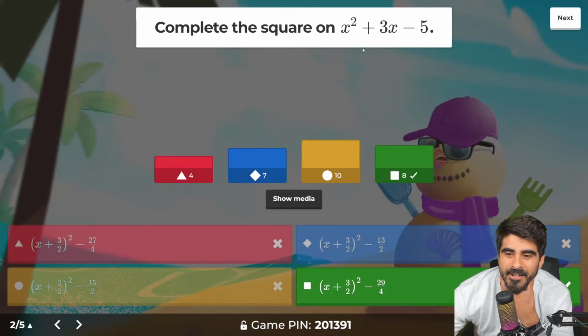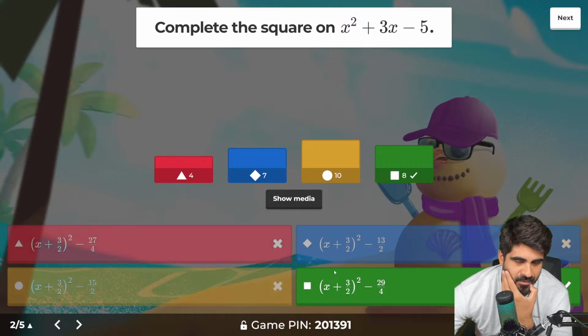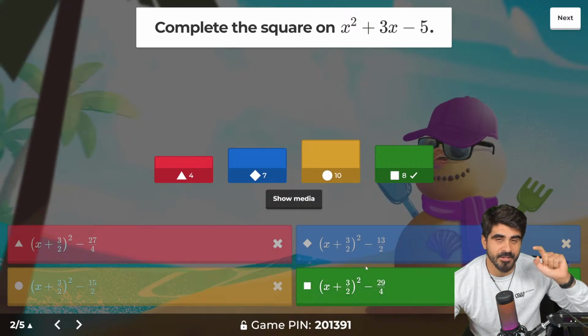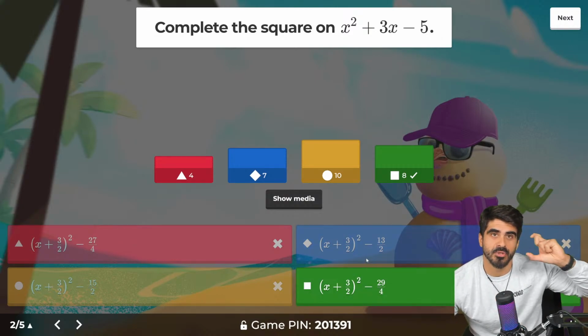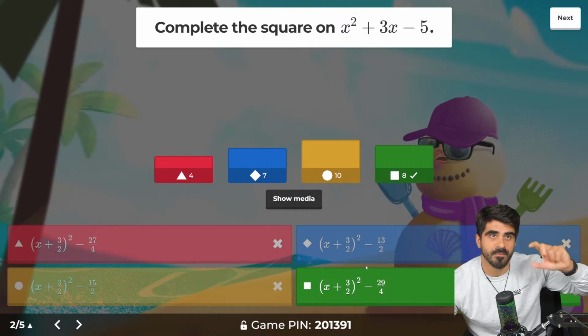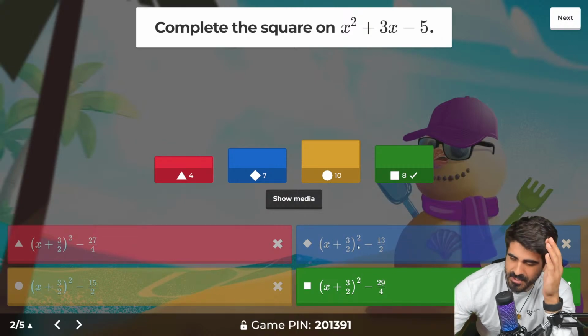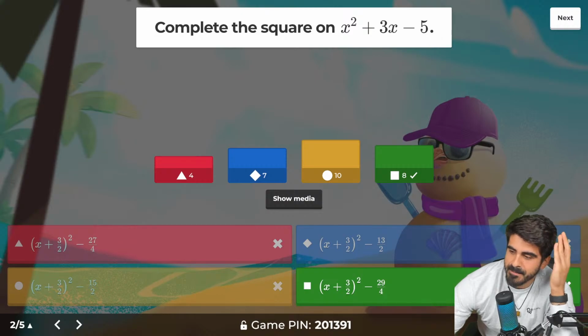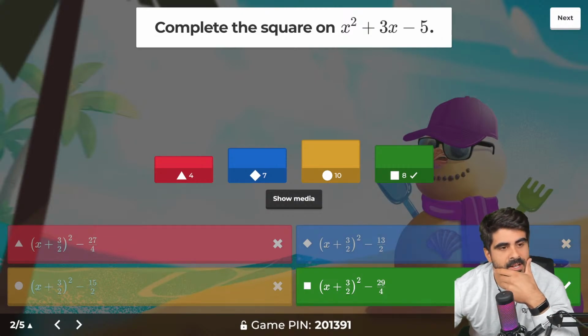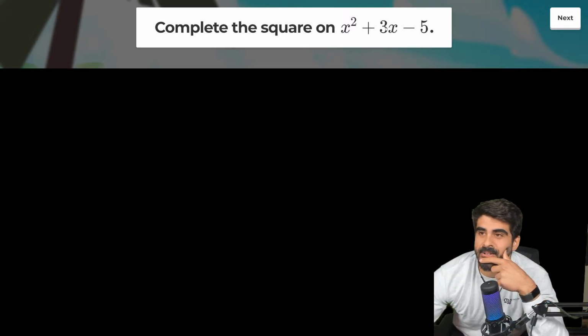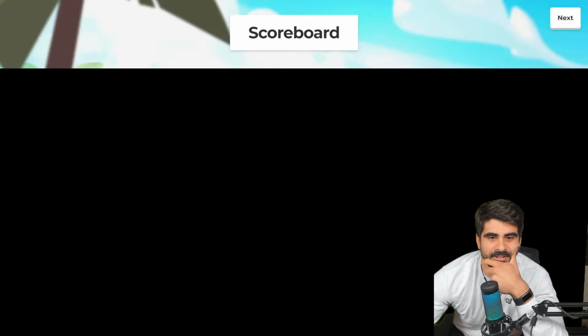That's so annoying. So here you half the coefficient of x. That'll be plus 3 over 2. But they're all plus 3 over 2, which is annoying. But then you have to minus 3 over 2 squared, which is 9 over 4. So you have to do 9 over 4 minus 5. So 9 over 4 minus 5, I did minus 9 minus 20 because 5 is 20 over 4, right? Alright, so that wasn't very easy to do in your head.